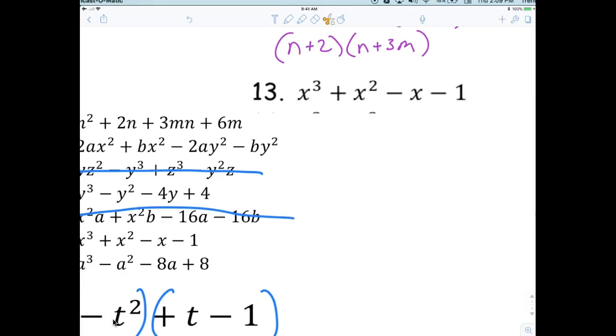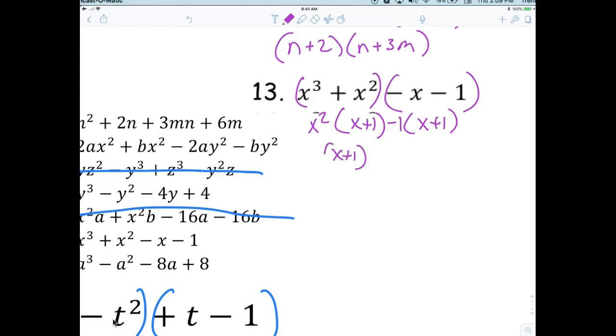All right, so for 13, again, you're factoring by grouping. So what's common? All right, x squared, what's left behind? And then you're factoring out a, and what's left behind? All right, guys, now this one's a tricky one, so please listen. So what do I pull out?